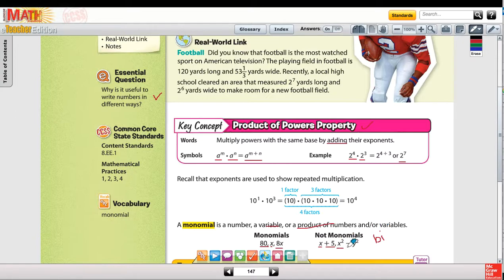X squared minus y squared is also considered a binomial. We also have things called trinomials, and trinomials have three terms in them. This section is only focusing on monomials.